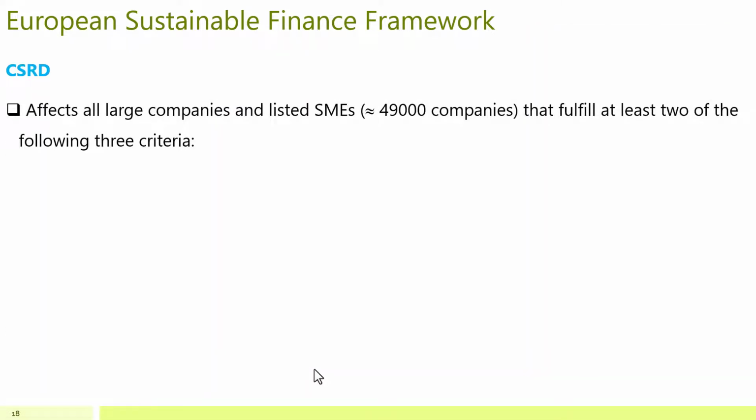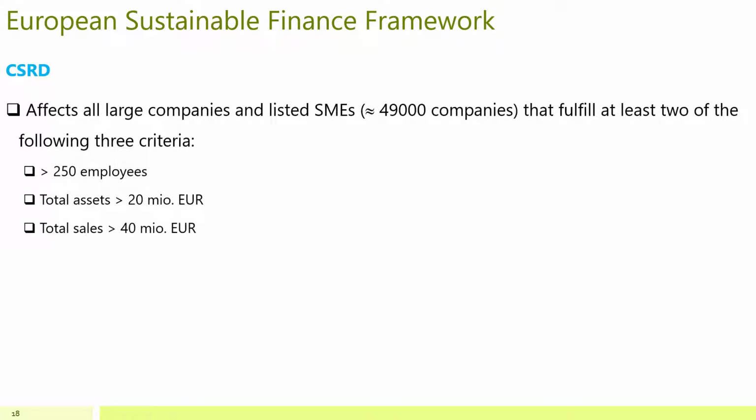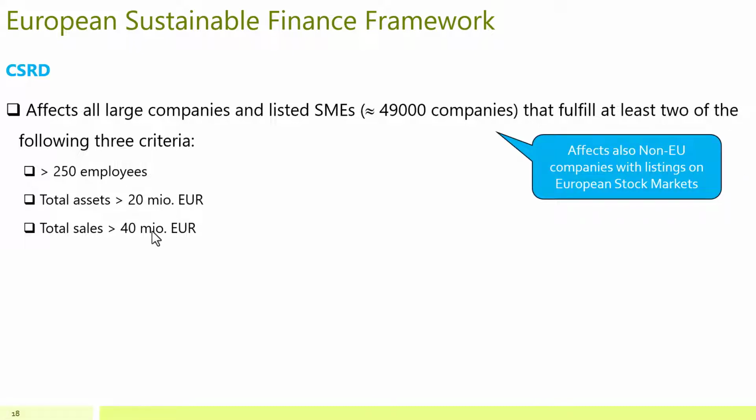Okay, so this new regulation affects all large companies and listed small and medium-sized enterprises. So now around 49,000 companies have to report according to that if they fulfill at least 2 of the 3 criteria. So they have more than 250 employees, more than 20 million total assets, and more than 40 million euro sales. And important thing, it also affects companies from outside of the European Union if they are listed on European stock markets.